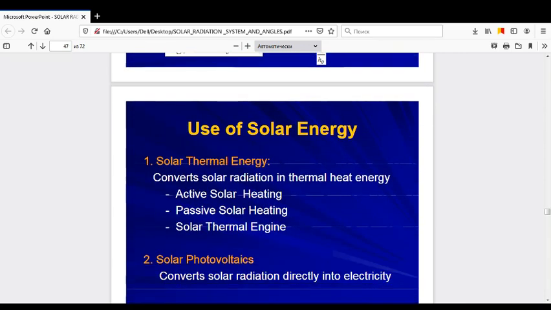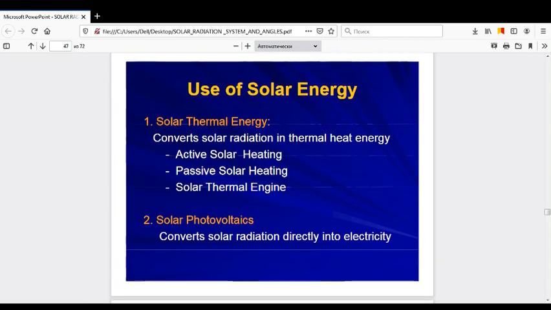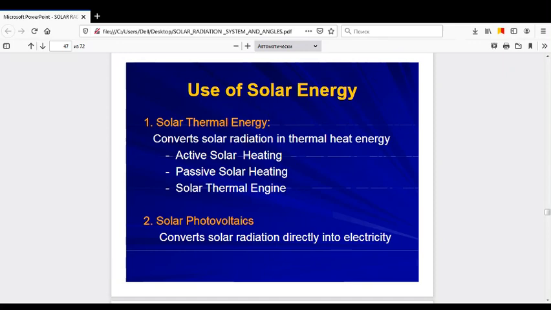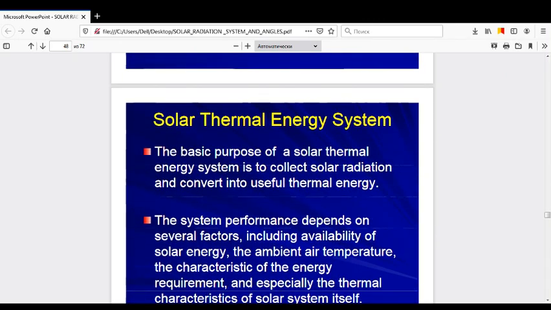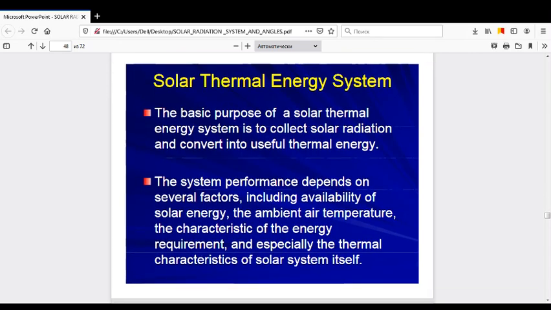Use of solar energy. Solar energy converts solar radiation into thermal heat energy: active solar heating, passive solar heating, and solar thermal engines. Solar photovoltaics converts solar radiation directly into electricity. Now, solar thermal energy system. The basic purpose of a solar thermal energy system is to collect solar radiation and convert it into useful thermal energy.